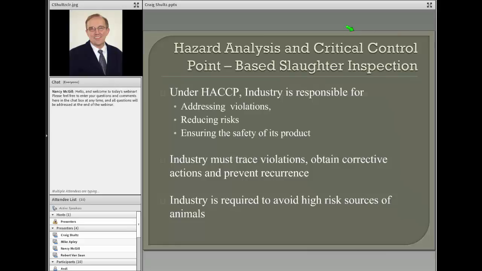And what they're going to do is to trace the violation back to the producer, to provide that information to the regulatory agencies, and then also contact that producer to get some corrective actions and preventive measures so that the violation will not recur. Industry is also required to avoid high-risk sources of animals. So if an industry is receiving multiple animals over a long period of time from the same source, they are expected by the inspection process, with the documentation in their HACCP plan, to take appropriate measures so that they avoid those sources of animals.